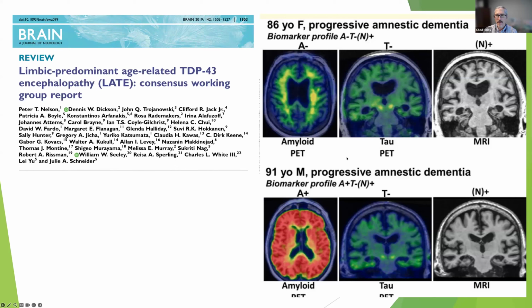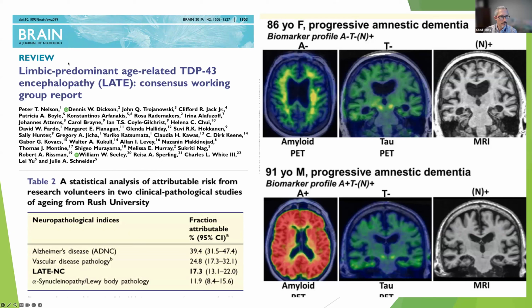So we think about that impacting patients as they get older. And when you actually look at this, this is a great article which walks you through the concept of LATE. So feel free to take a look at it. But when you look at neuropathological findings in a large cohort, it accounts for 17% of some of the pathology in these cases. And so it's not rare. That's the bottom line. It's not rare. You have Alzheimer's, you have vascular changes, and then you have LATE, perhaps even more common than Lewy body pathology.